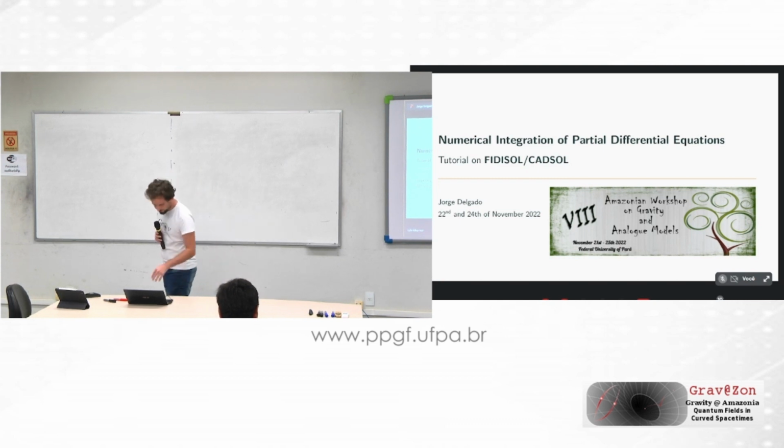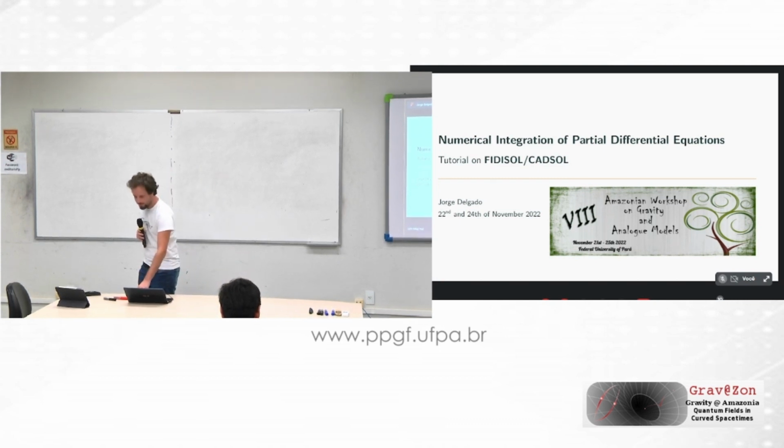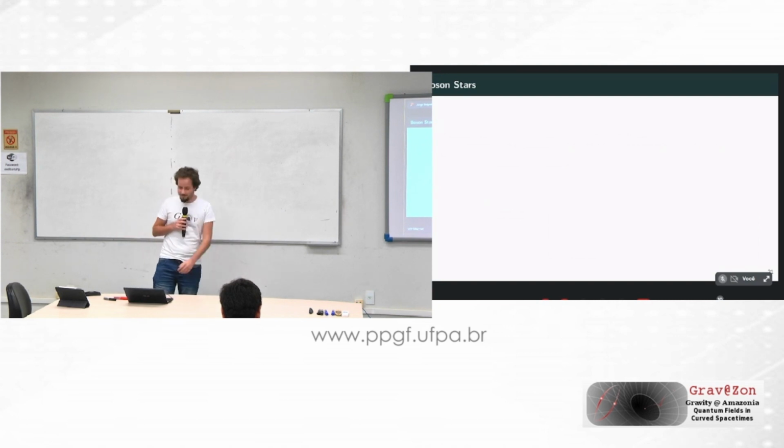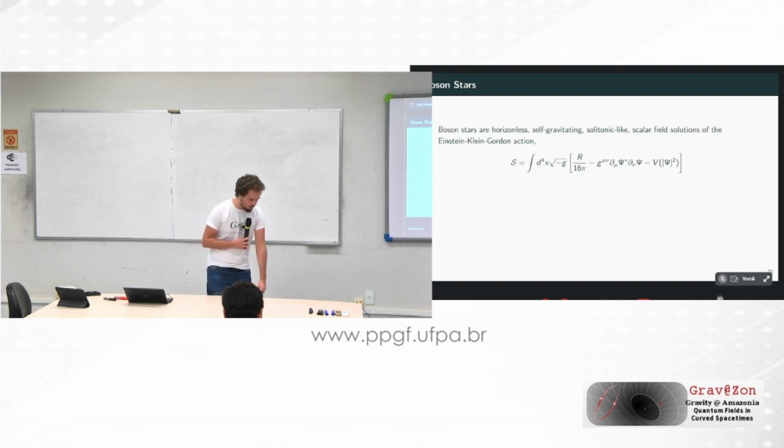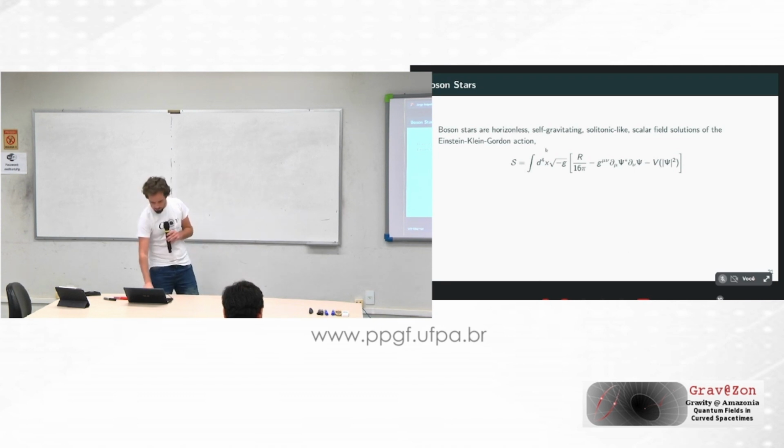And for that, I will talk about something that many people already talk about, so boson stars. These are, as already was said in other presentations, horizonless, self-gravitating, solitonic-like complex scalar field solutions of the Einstein-Klein-Gordon action. I have here the action, and it is basically just the Einstein part, the geometry part, plus some complex scalar field where you have the kinetic term and some potential.